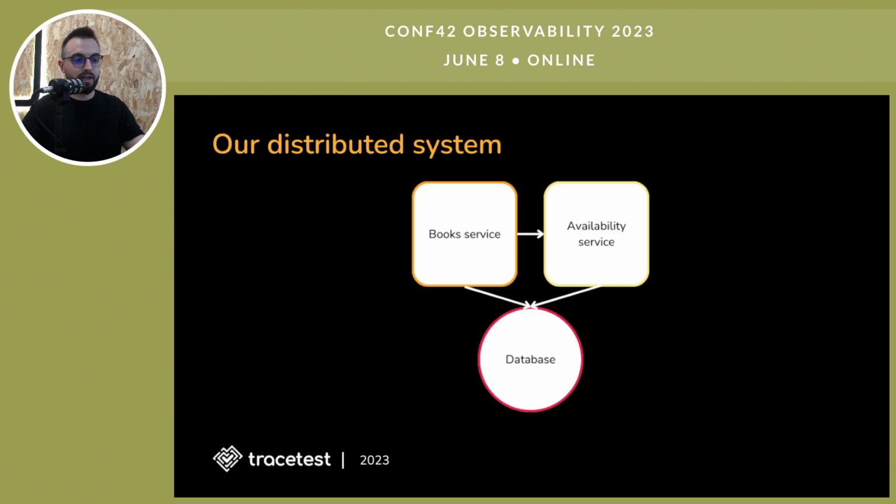So here's a system that I'm going to be showing throughout this talk. It's a very simple system. It has one database, one service for fetching books, and a service where you see the availability of said books. Super simple. It's just a simulation of what you would see in production.